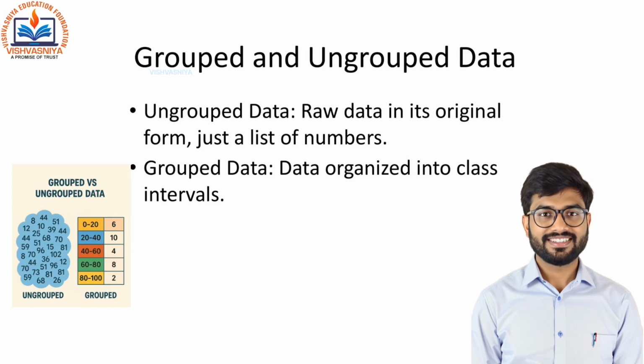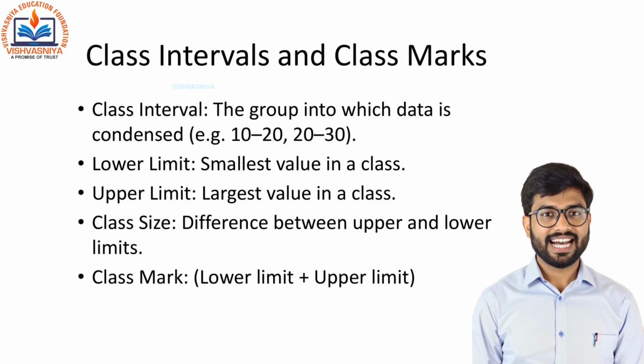Next, we classify data. Ungrouped data is raw data written as it is, just like a list of numbers. Grouped data is when the data is organized into class intervals like 10 to 20 or 20 to 30. Every class has a lower limit and an upper limit. The difference between them is called the class size.